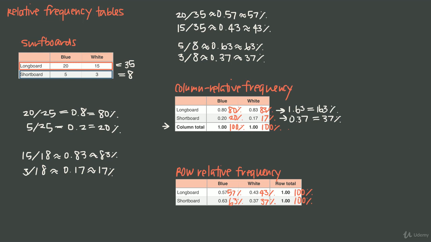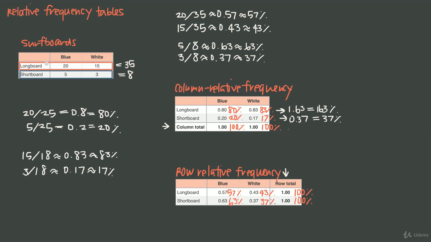Notice how in the column relative frequency table, we had across the bottom a column total and then the total decimal 1.00 or 100%. In a row relative frequency table, I have instead the row total. I say specifically it's a row total, and my decimals add up to 1.00. 0.57 plus 0.43 is 1. 0.63 plus 0.37 is 1. So it makes sense to sum up the totals because I'm saying that the row total is 100% of the longboards. 57% of those are blue, 43% of those longboards are white.